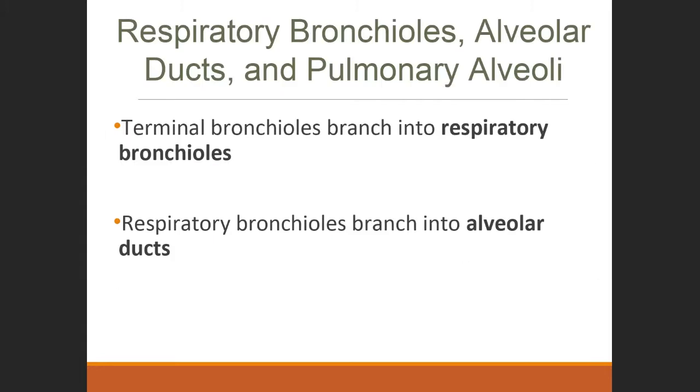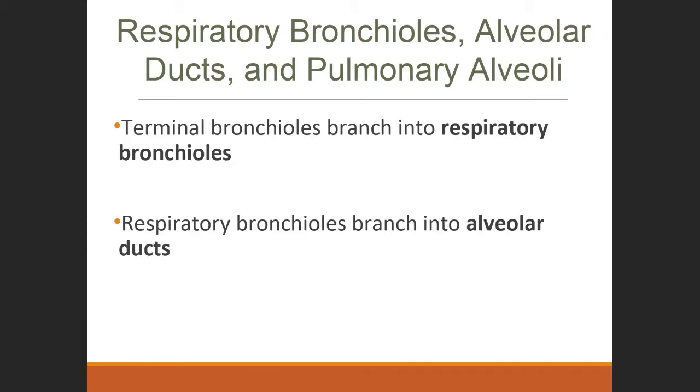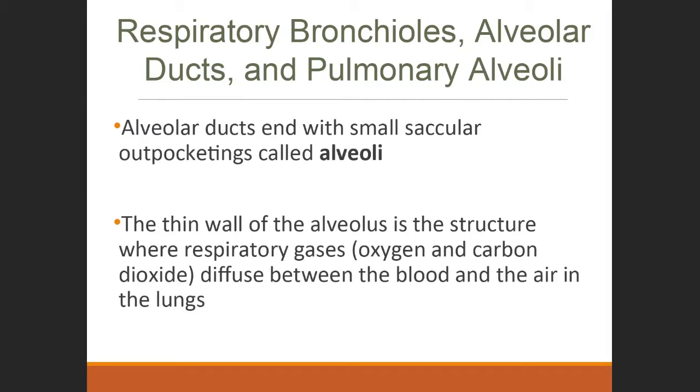Terminal bronchioles divide into respiratory bronchioles. Respiratory bronchioles divide into alveolar ducts. And then finally, the alveolar ducts divide into alveoli. So the respiratory bronchioles, alveolar ducts, and alveoli themselves are all the respiratory portion of our respiratory system. However, the alveoli are the only place where we have the membranes where gases will pass through.